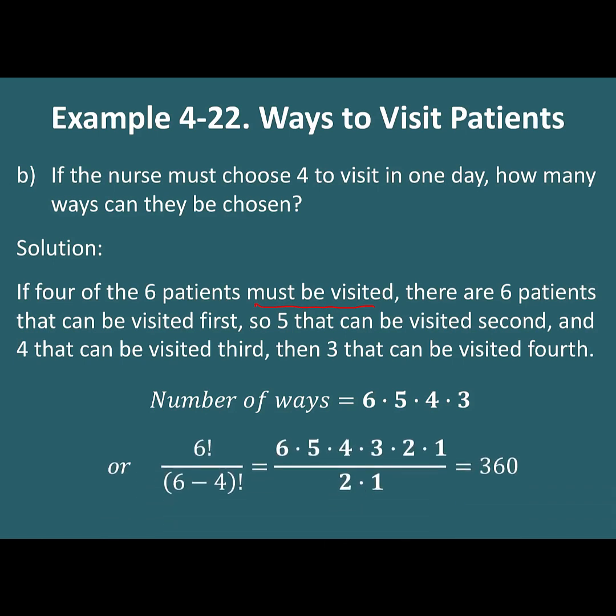Or, using the formula, that is to say 6P4 is equal to 6 factorial divided by the quantity 6 minus 4 factorial. Either way, we get the same answers because you'll notice that the 2 and the 1 cancel each other out, giving me the same product as above.